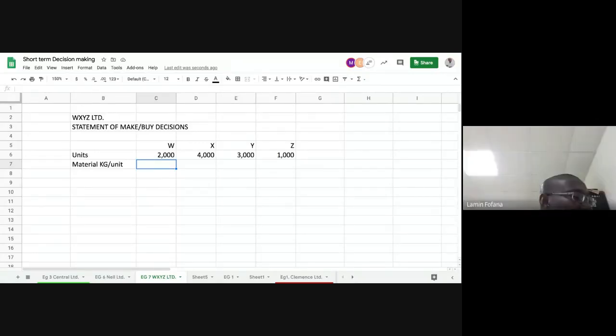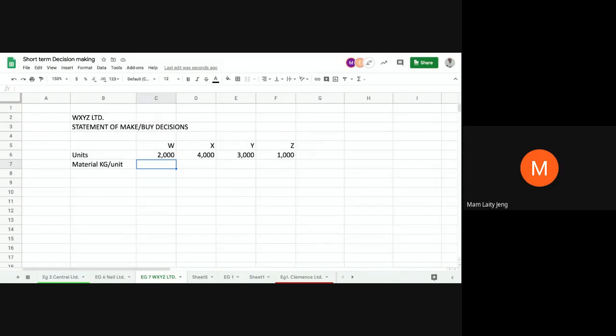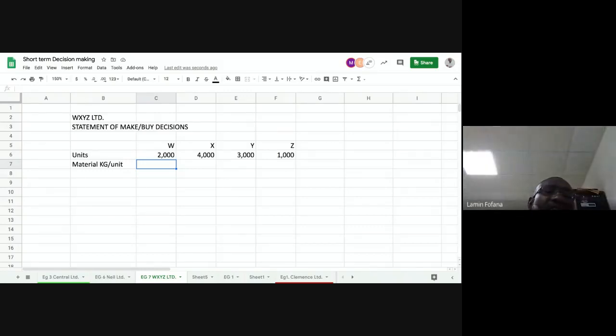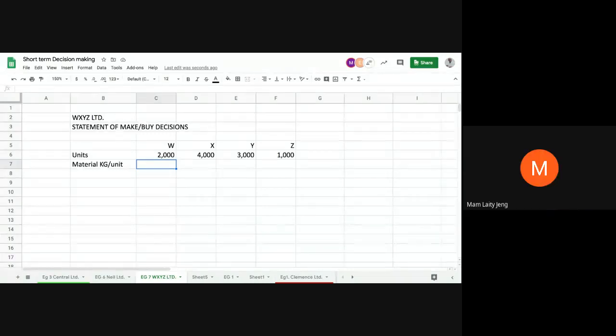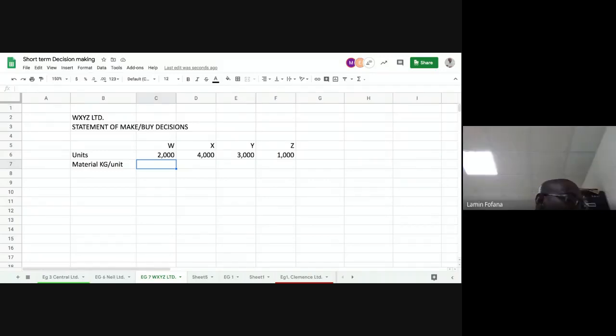10 kg. The 10 in the question is the direct material cost. That's the cost. That's not kilogram. How do we get the kilogram? We divide the cost 5 by 10. Why do we divide 5 by 10?